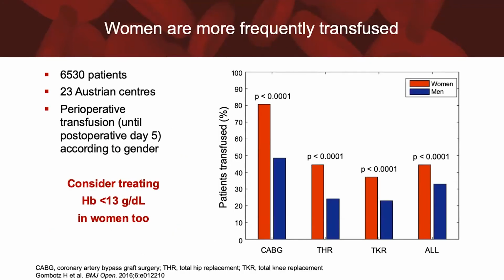In addition, of course, preoperative anemia is associated with blood transfusion. And you can see here that for women, blood transfusions are much more frequent than for men in surgery, orthopedic surgery, for example, in this observational study of more than 6,500 patients in Austrian centers. That is why we should consider treating a hemoglobin below 13 in women too.